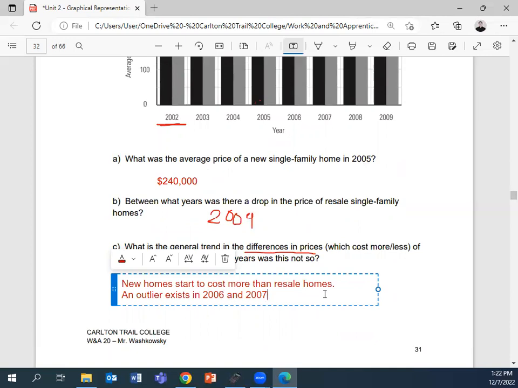Does it make sense? I mean, as to why that's the case, I'm not sure. Maybe all the new homes were too far out of the city, and no one wanted to drive an hour to get to their jobs for some reason. Okay.